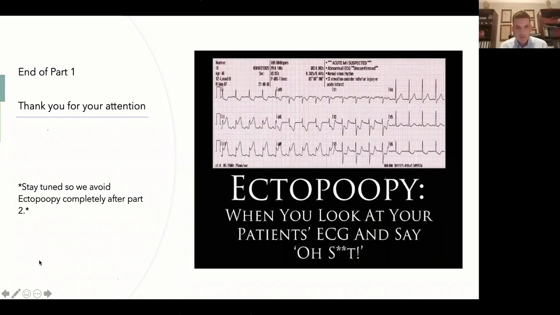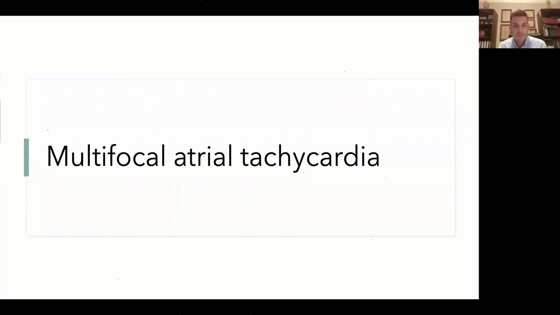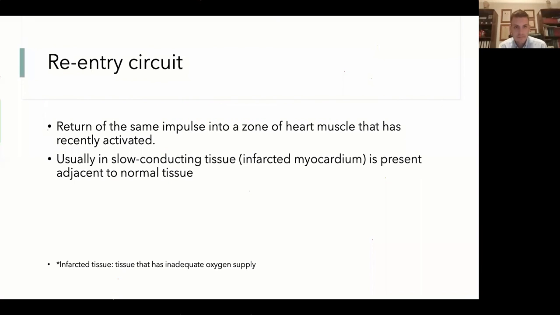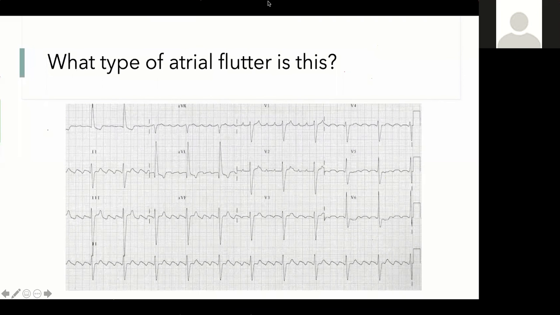Yes. So blocked and unblocked. Give me a second. This is blocked.